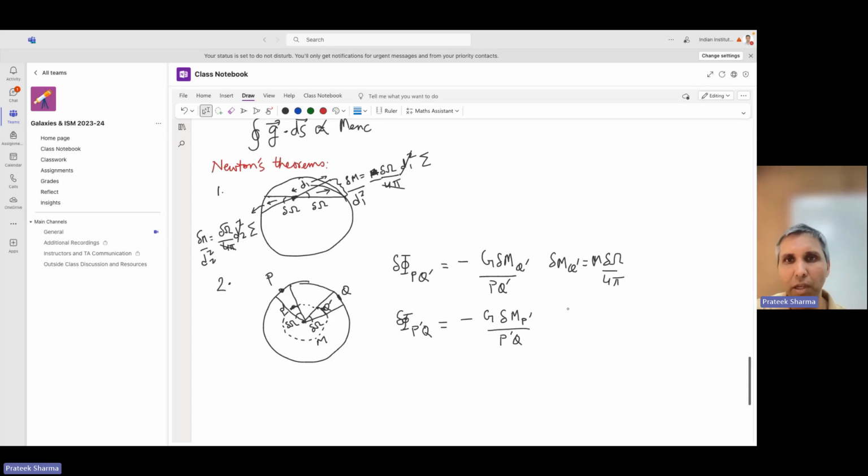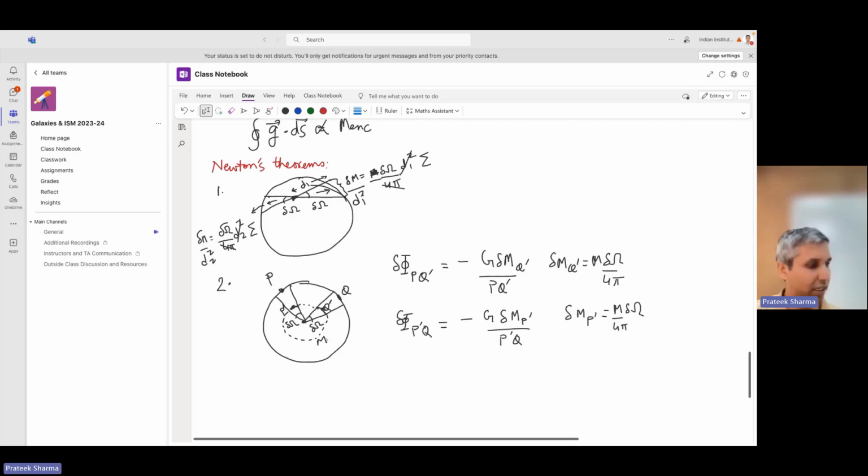And delta m P prime is equal to M times delta omega by 4 pi, because the same mass is spread over. So these two potentials: the potential at point P due to this little part is equal to the potential at point P prime due to this mass. And this can be applied to all such patches.